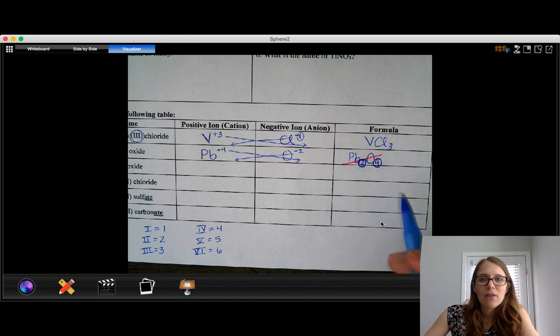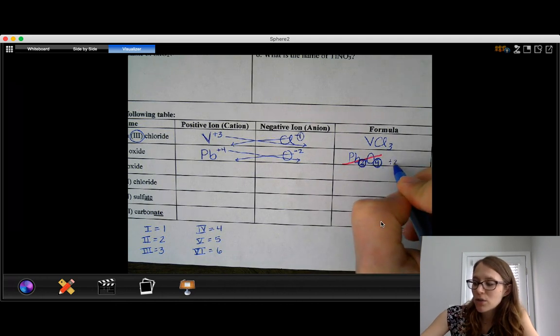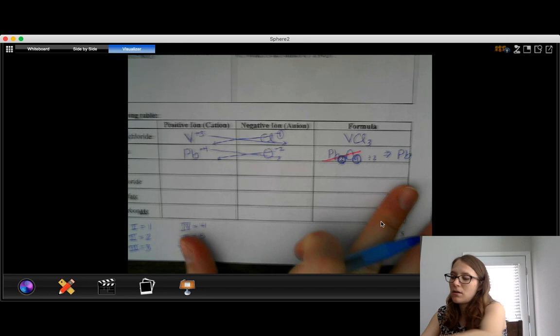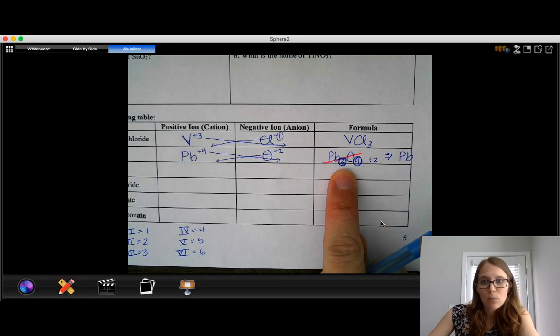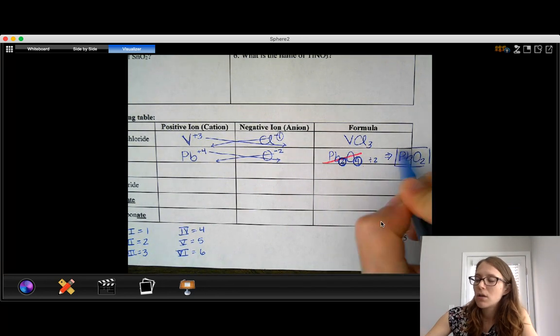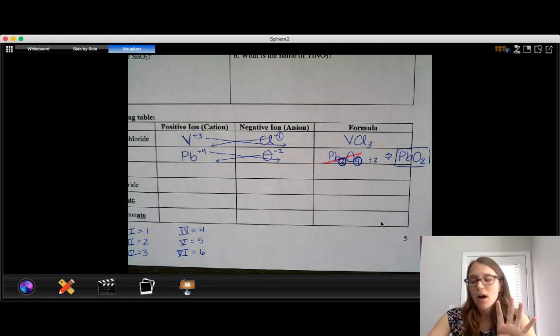2 and 4 is not the smallest whole number ratio. Both of these numbers could be divided by 2 to make them smaller, and that's what we actually want to do. So lead, Pb, if I take 2 and divide it by 2, I just need 1 lead. And then oxygen, 4 divided by 2 would be 2. And so what this formula says is for every 1 lead, I need 2 oxygens. So yes, if I have 2 leads, then I need 4 oxygens, but this is our smallest whole number ratio.